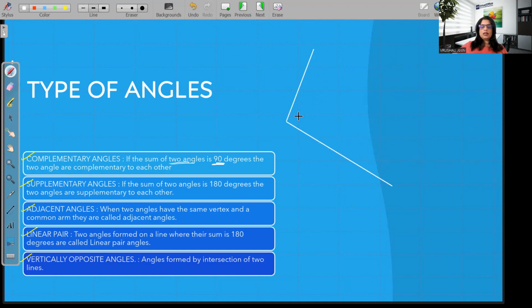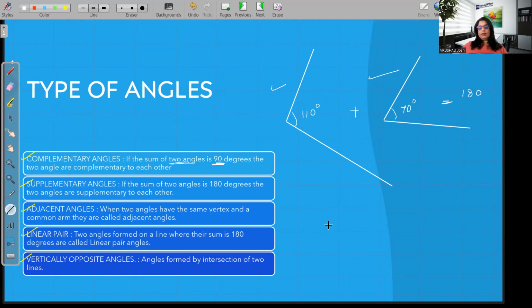So say this is 110 degrees, and say we take another angle, and this is 70 degrees. Now, if you add these two, you will get 180. So that means this angle plus this angle, they are supplementary to each other.